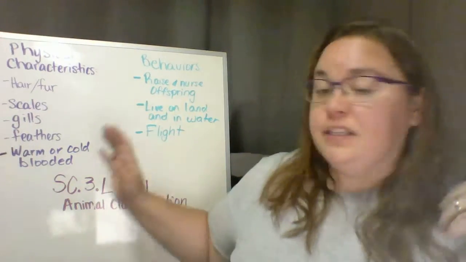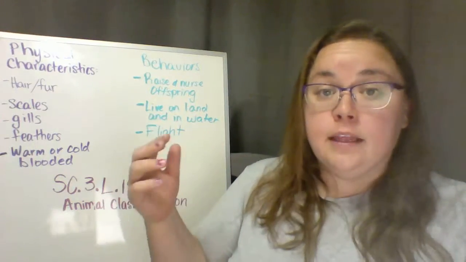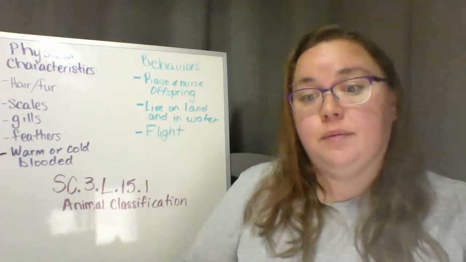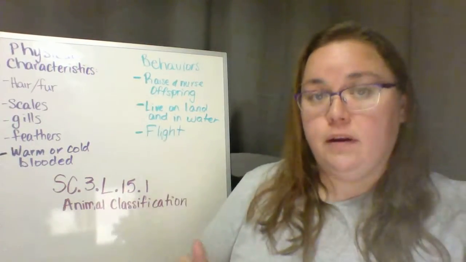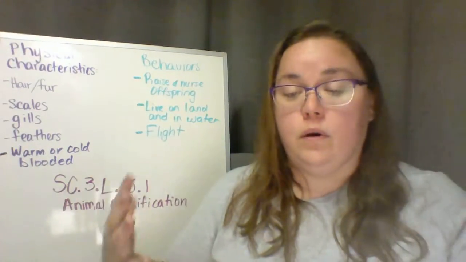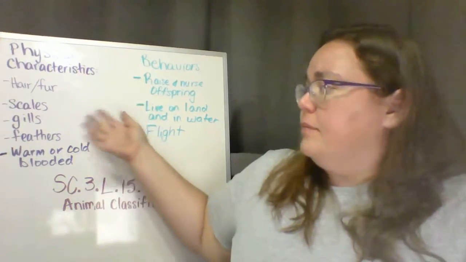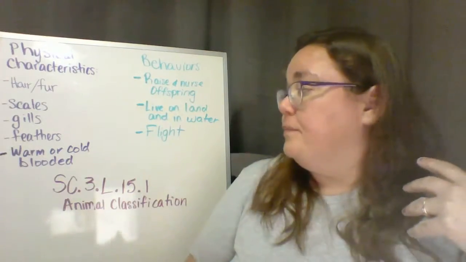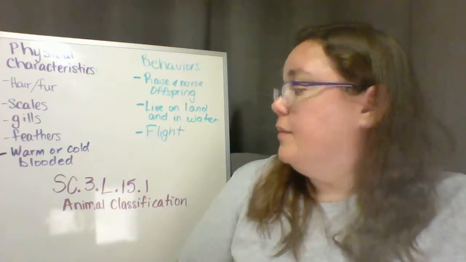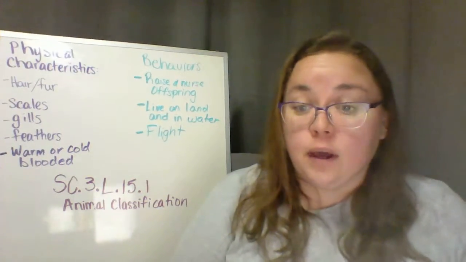So there's just some examples of what physical characteristics are. That's the things you can see on the body of the animal. So for example, wings would be a physical characteristic, where flight would be a behavior. Flight is what they do. Physical characteristics are the different parts of their body. Do they have hair, scales, gills, what kind of skin do they have, and their blood, are they cold-blooded or warm-blooded? All right, so that's just a super quick overview of what we're going to be talking about.